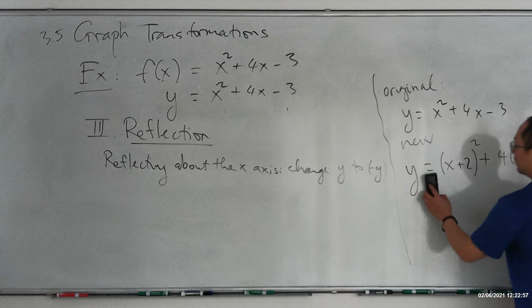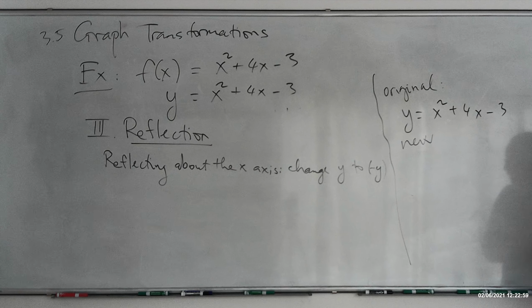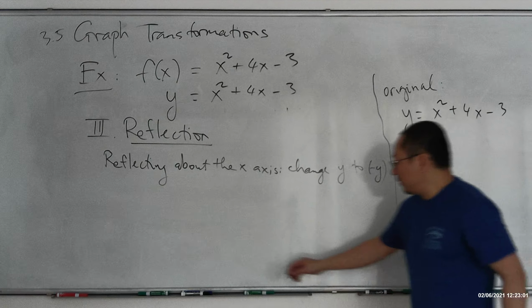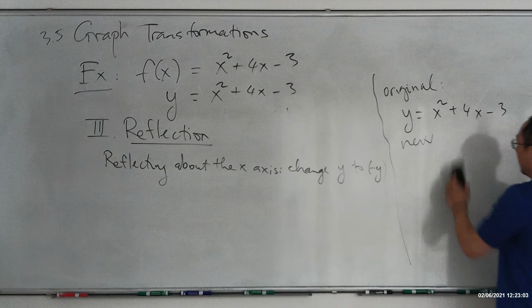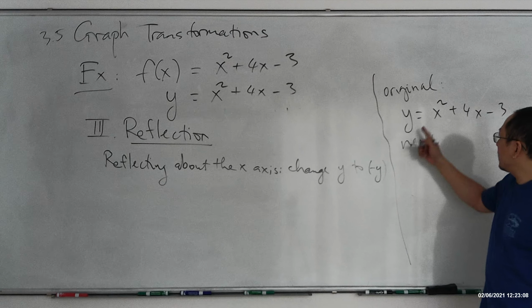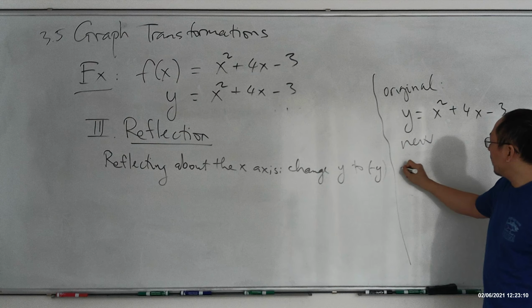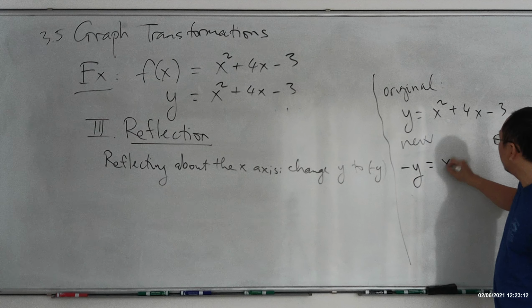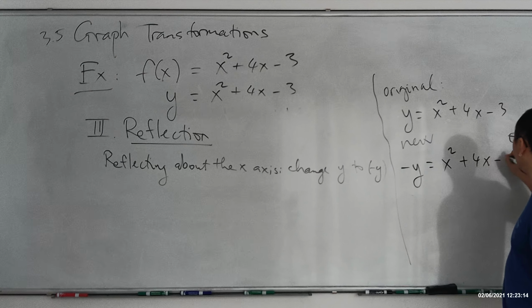So, if I have a function, original function is this. Okay? I want to flip that function about the x-axis. I want to change y to negative y. So my new function is going to be negative y equal to x squared plus 4x minus 3.